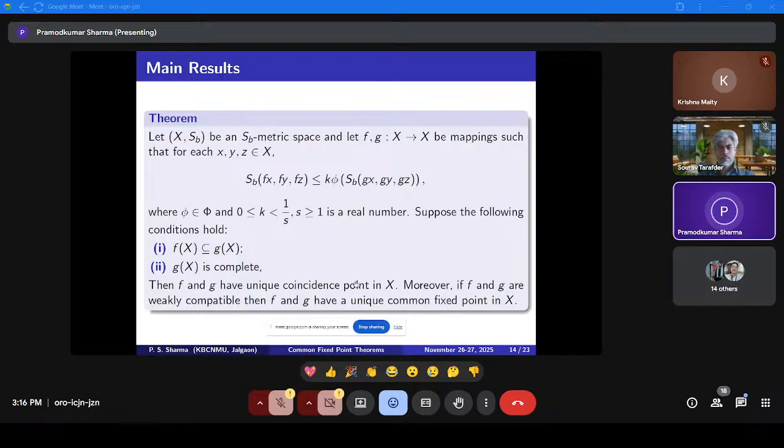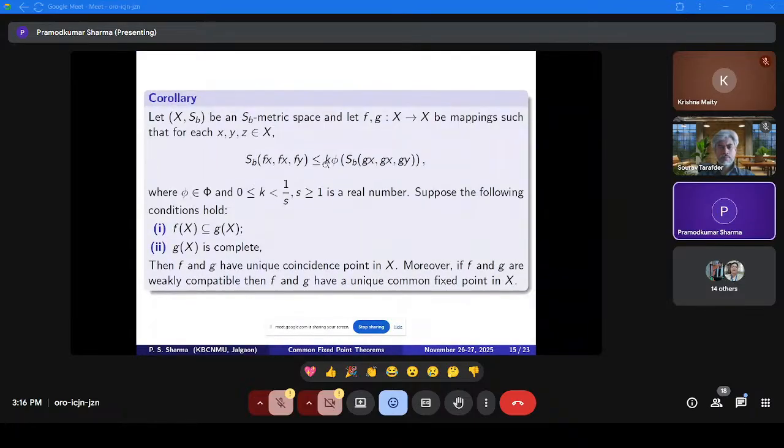This is one of the important results, and this is a corollary to that result, and this is the next corollary to that result.